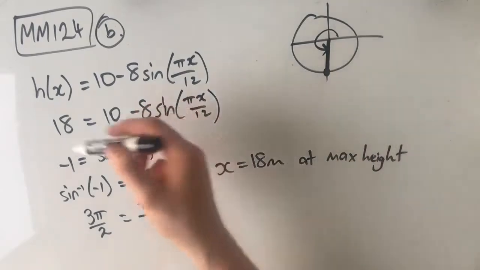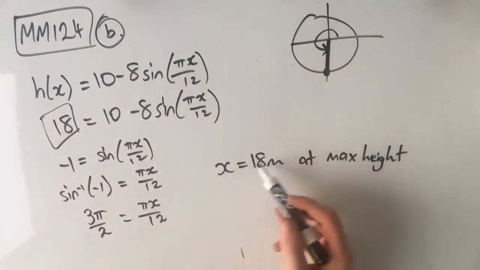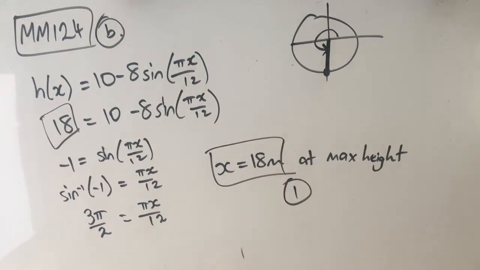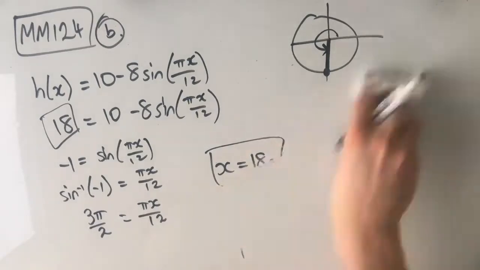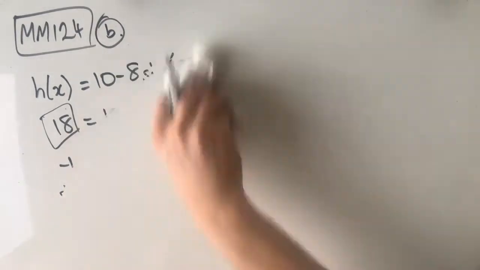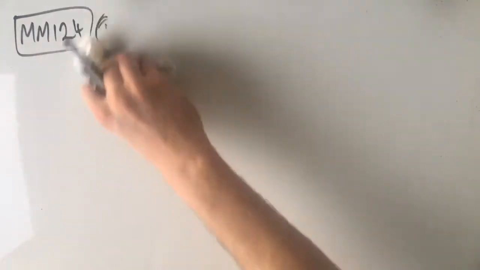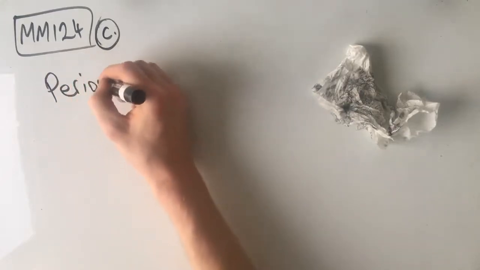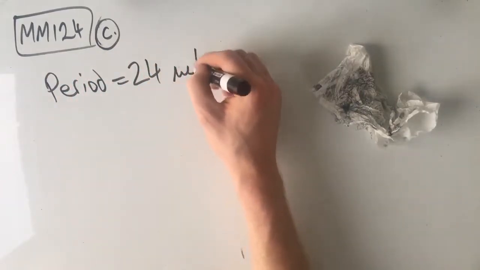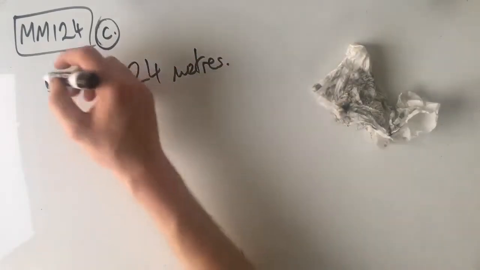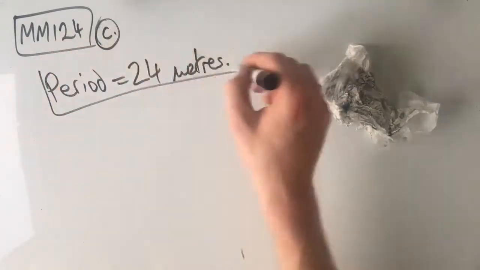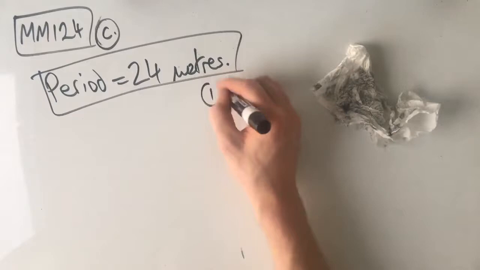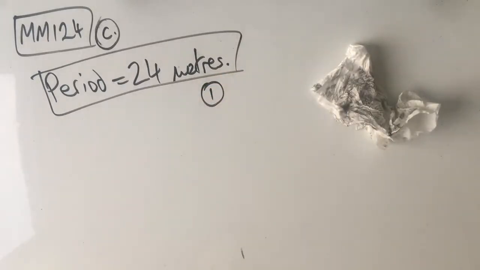So it's actually 18 meters up and 18 meters across. So this is your first and only mark for that question. For part C, we simply need to state the period of the function, which we actually worked out before to be 24 meters, because 30 was 5 on 4 times the period. So that's your part C done. That's your first and only mark. That should be quite straightforward if you've done the first part.